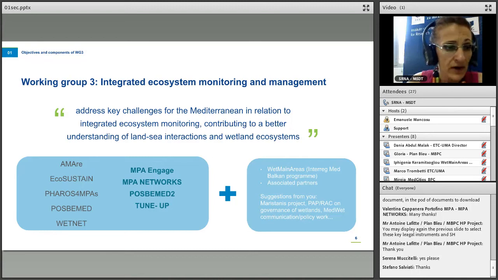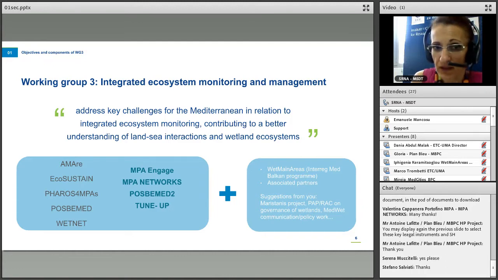We will do this in partnership with modular projects, and you see here the division between the old ones from the previous project, which are Amare, EcoSustain, Pharos for MPAs, POSBIM Med, and WetNet, and the new ones that joined the community. Some of them are extensions or continuations of the work of previous projects. So we welcome MPA Engage, MPA Networks, POSBIM Med 2, and TuneUp.